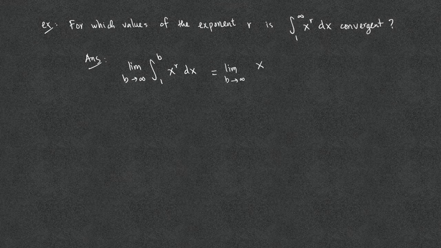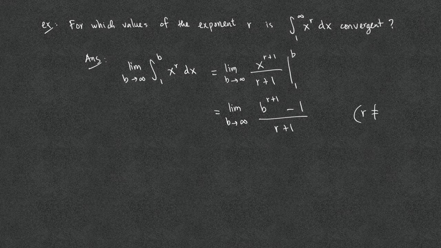This is equal to the limit as b goes to infinity of x to the r plus 1 over r plus 1, using the antiderivative of x to the r. We then evaluate it from x equals 1 to x equals b. This simplifies to the limit as b goes to infinity of b to the r plus 1 in the exponent, minus 1, over r plus 1, where r needs to be not negative 1.